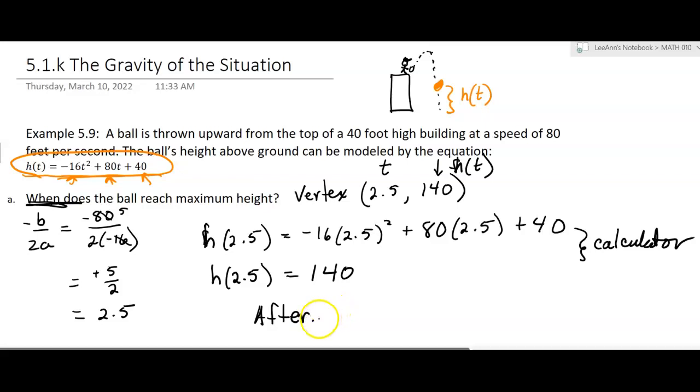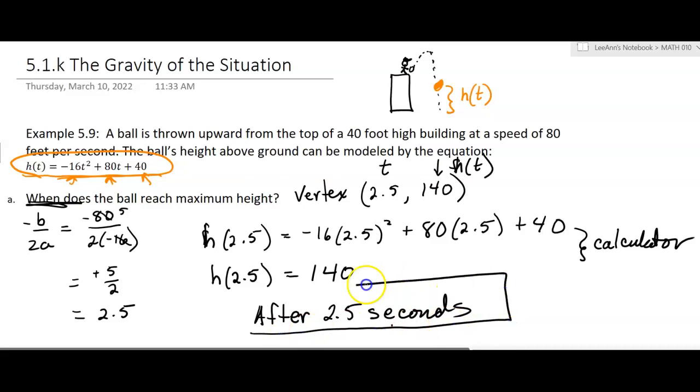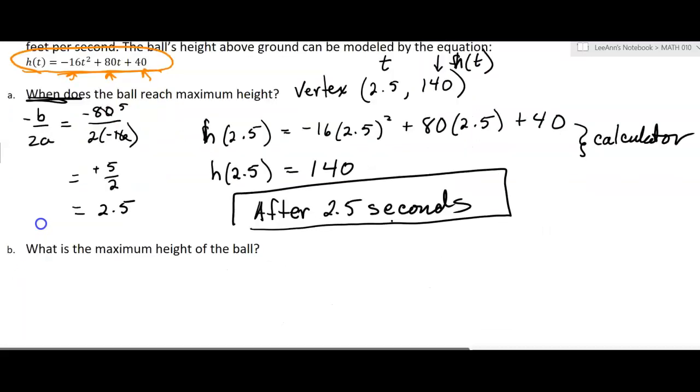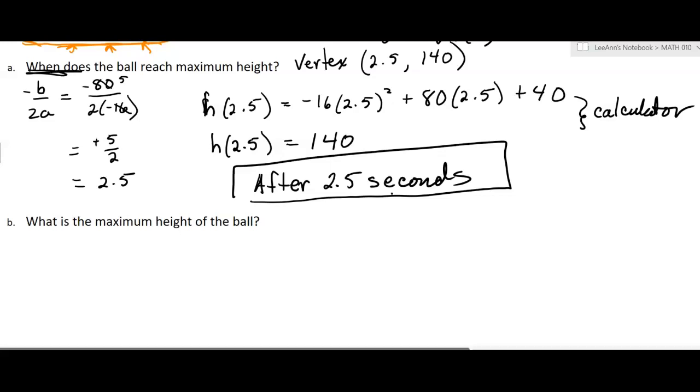So I wanted to know when, after 2.5 seconds. I'll write out seconds. Okay, so you throw the ball up, and it goes up for 2.5 seconds. It reaches the top of how high it's going to go up, and then it's going to start coming down. What's the maximum height of the ball? Well, that's the output then. So we already figured it out, 140 feet.